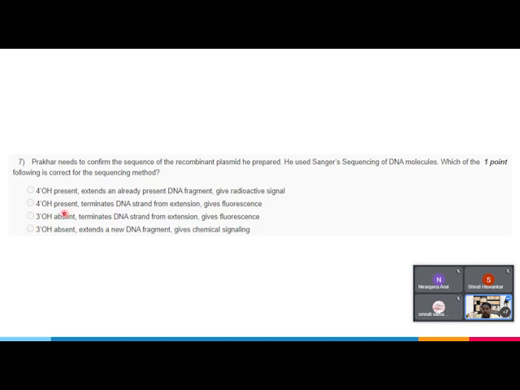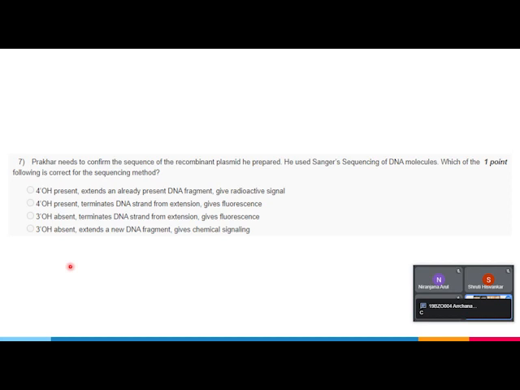Options are: A, 4' OH is present, and this extends an already present DNA fragment, giving a radioactive signal. B, 4' OH is present, terminates DNA strand from extension and gives fluorescence. C, 3' OH is absent, terminates DNA strand from extension, gives fluorescence. D, 3' OH is absent, extends the DNA fragment, gives chemical signal. Only one option is correct.